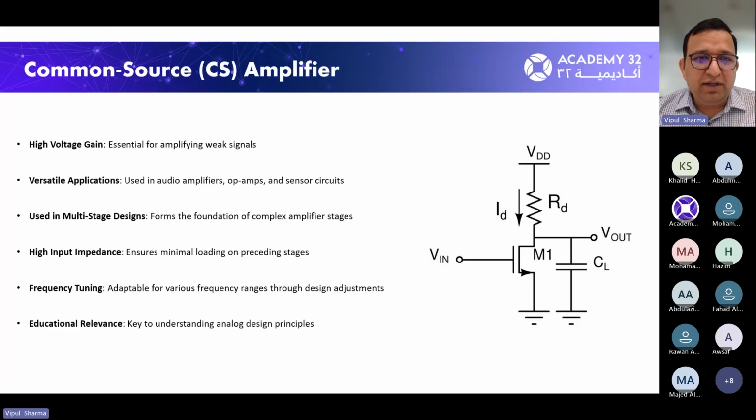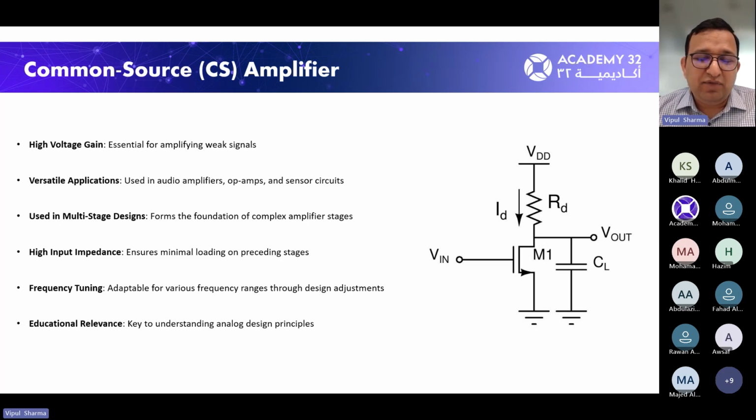So common source amplifier is basically a fundamental amplifying stage used in any analog integrated circuit. Obviously an amplifier requires an active device, an active element. In this case, since we are talking about CMOS technology, that active element is an NMOS transistor, or it can be a PMOS transistor also, but generally we use an NMOS transistor.